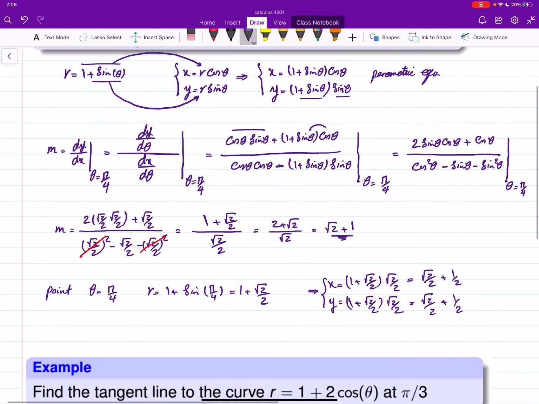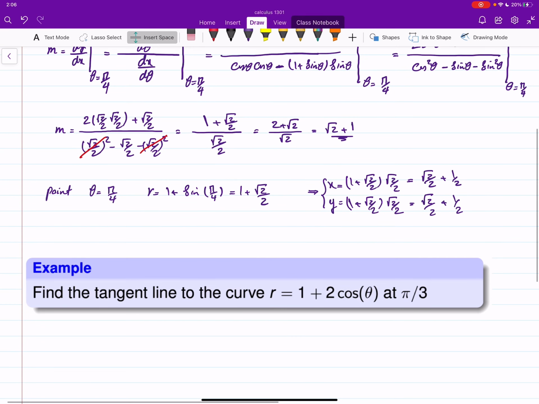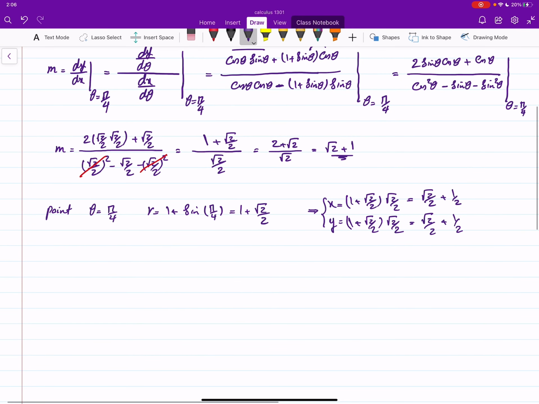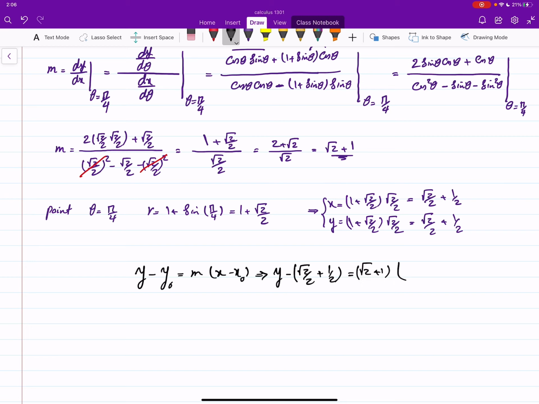So we have the point, we have the slope. I can go ahead and write the equation. The equation is going to be y minus y0 equals m times x minus x0. So in this case, y minus root 2 over 2 plus half equals root 2 plus 1 times x minus root 2 over 2 plus half.